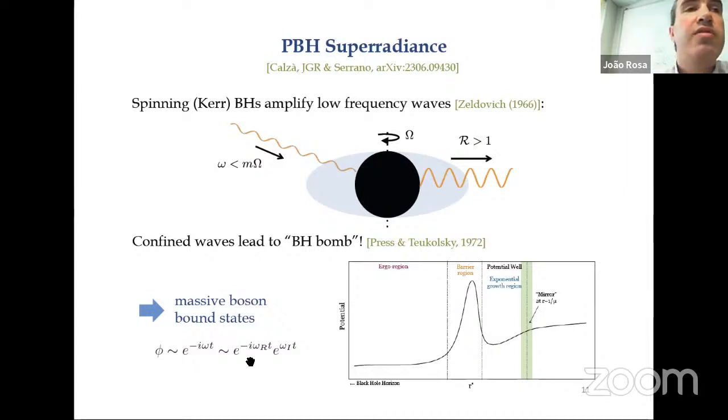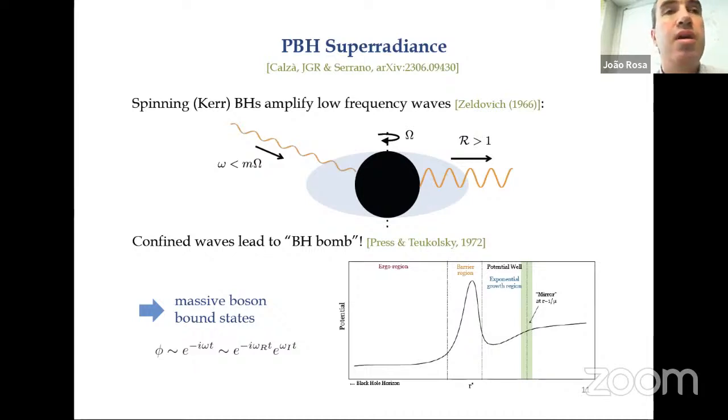The idea is that if you have a wave impinging on a black hole spacetime, it's a scattering process, and it will get reflected. But if the frequency is low enough, below a multiple of the rotational angular velocity of the black hole, the reflection coefficient can be greater than 1, so the waves are amplified. That's what's called superradiance. And Press and Teukolsky, back in the 1970s, made this thought experiment of surrounding the black hole with a mirror so that you could confine these waves, so they would scatter back and forth and be amplified multiple times.